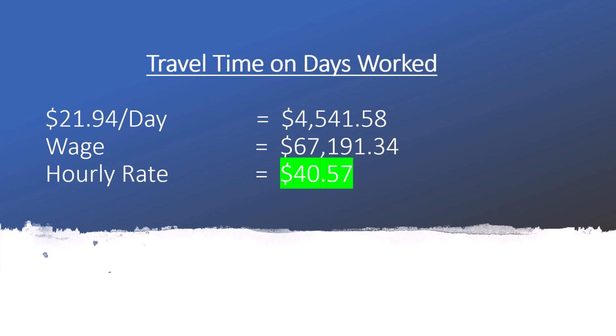Employees on a basic wage are also entitled to $21.94 per day for travelling on days work. So you multiply that by the 207 working days of a year, it comes to $4,541.58. It now bumps up their wage to $67,191.34 or $40.57 per hour.